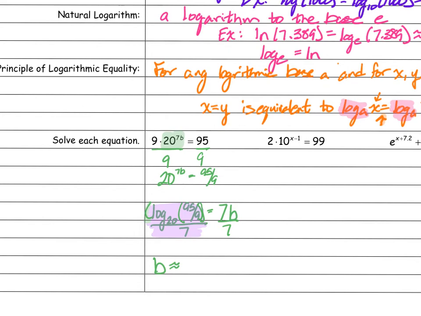And you should get approximately equal to, and we're going to round to 4 decimal places. Okay, 4 decimal places. So b is going to be approximately equal to 0.1124. Okay, so there's my answer for that problem.